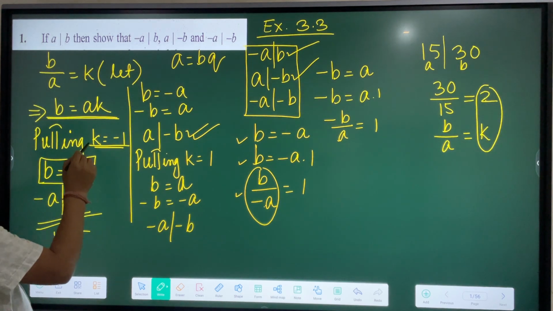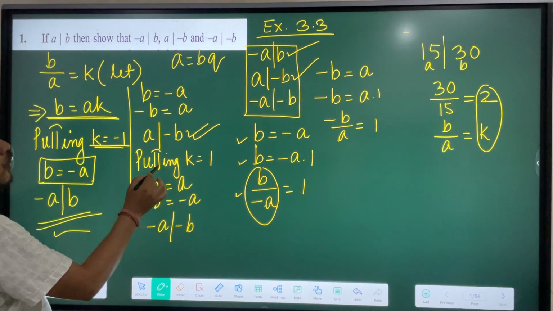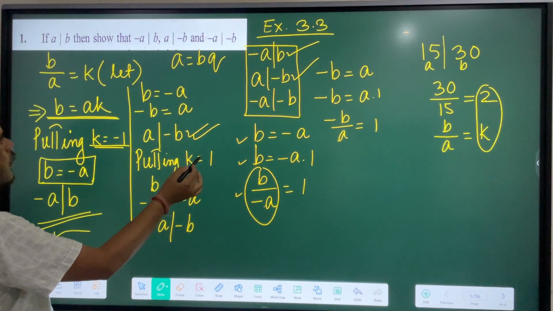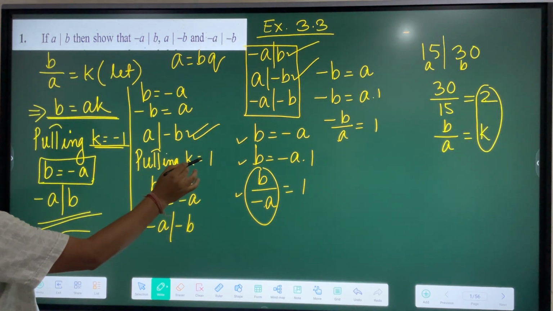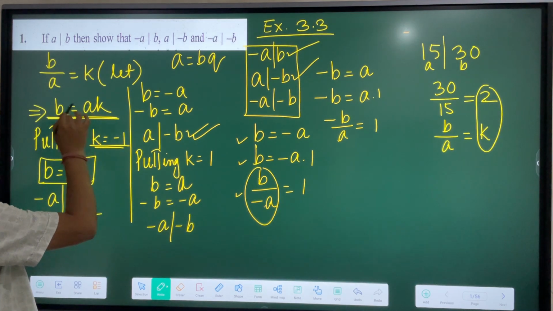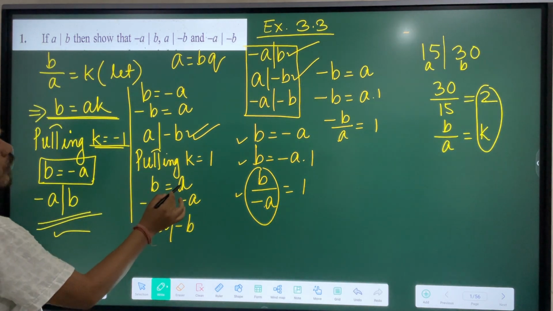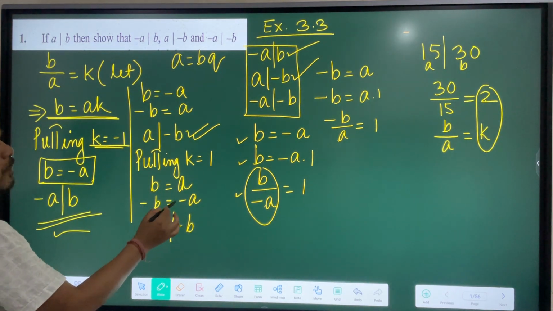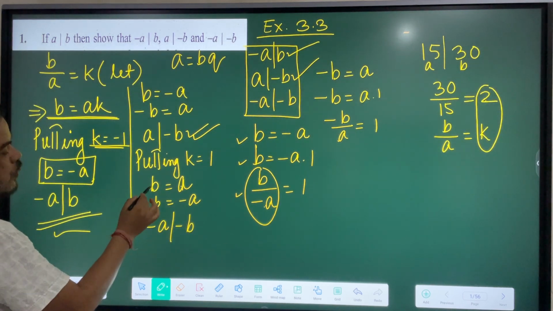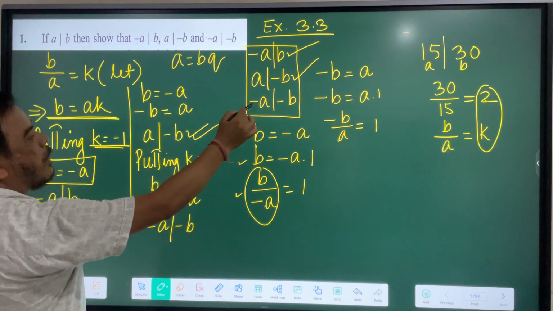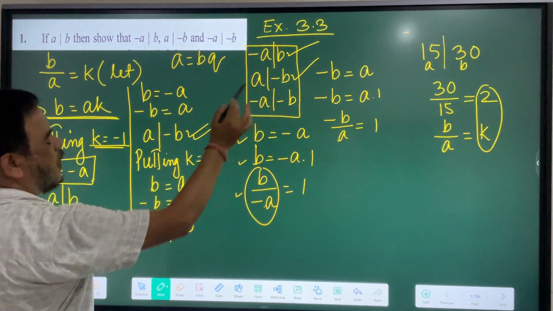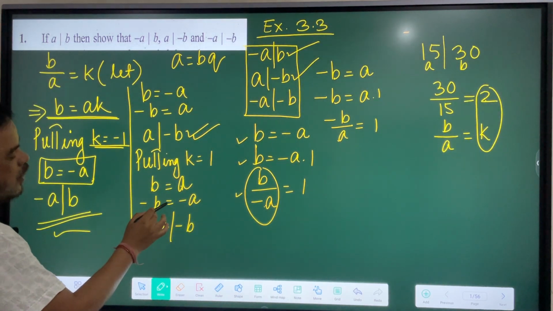Here we have put K equals minus 1. Now let us put K equals 1. B equals AK, so if K equals 1, then B equals A. Multiplying both sides by minus, minus B equals minus A. Why are we multiplying by minus? Because we have to prove minus A divides minus B.